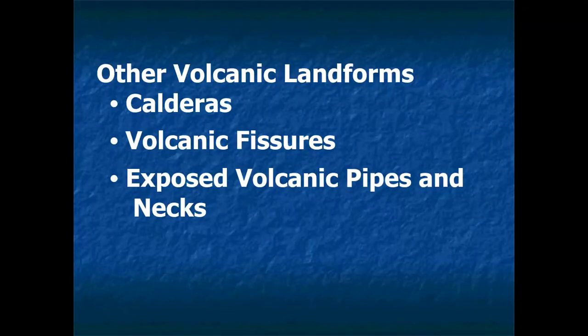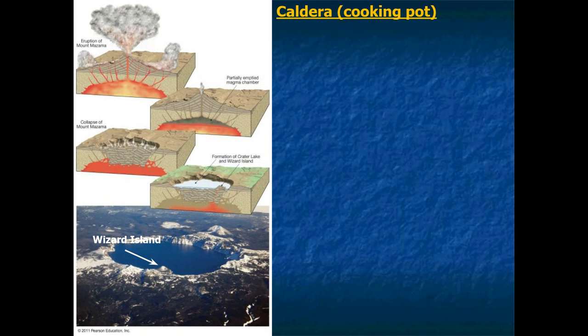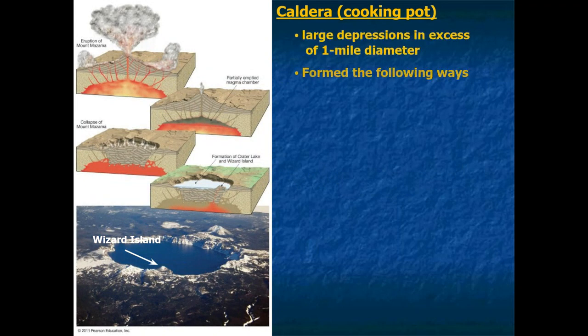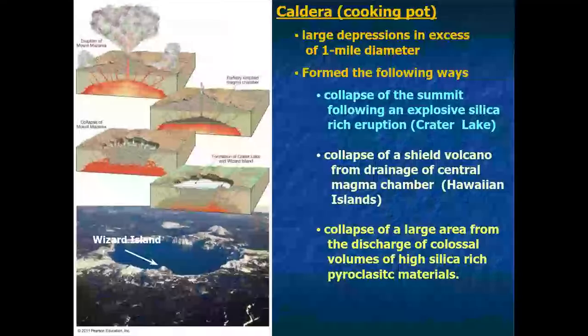Okay, other volcanic landforms. We're going to take a look at calderas, volcanic fissures, and we're going to look at various exposed internal parts of volcanoes, known as volcanic pipes and necks. So in the first view here, we have what we call a caldera. And a caldera represents large depressions, basically located at the top of the volcano. And in most cases, the caldera is in excess of a mile in diameter.